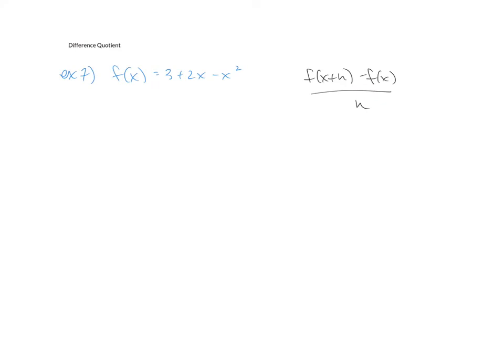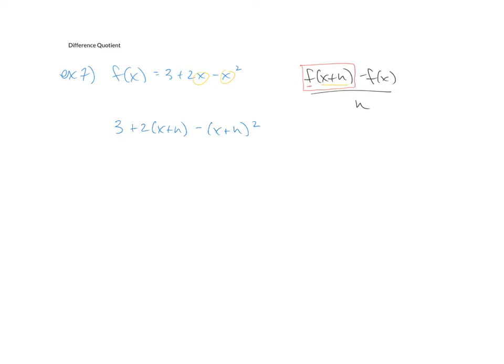In example 7, we're given a function, and we're told to find the difference quotient and simplify. So let's just remind ourselves how function notation works, and if we go nice and slow through this, the setup shouldn't be too bad. So looking here at the difference quotient, the first part that I would do is I would go to function f, and every place I see an x, I'm going to put an x plus h. So that's going to give us a 3 plus 2 times x plus h minus x plus h quantity squared.